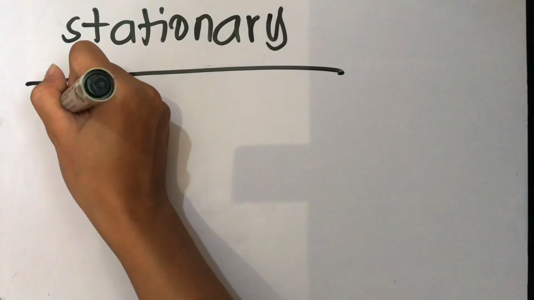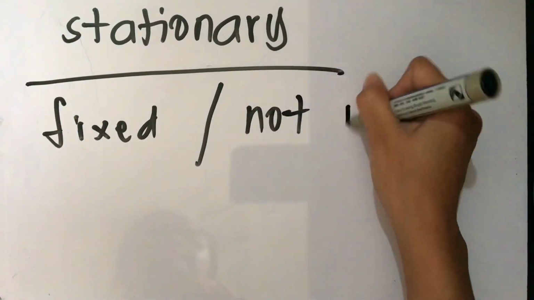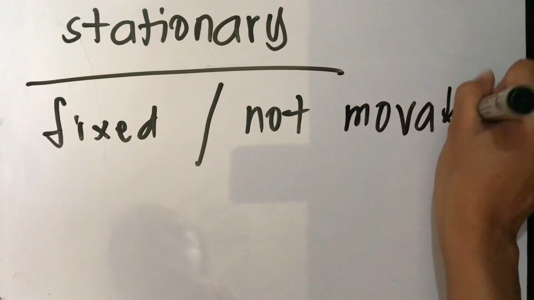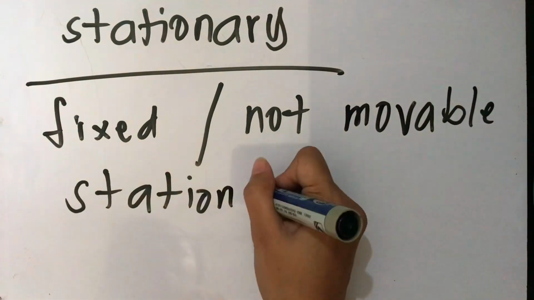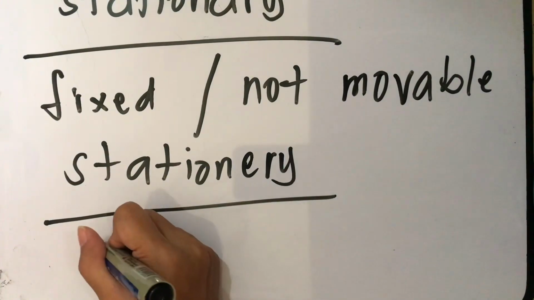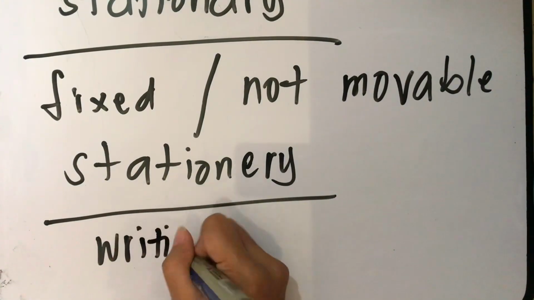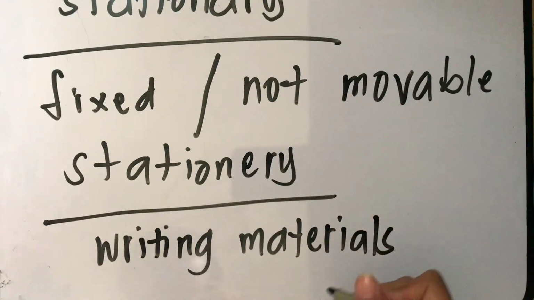To clarify, stationary is fixed or not movable. While stationery, they are far from each other, right? They totally have different meanings. Stationery is writing materials. So I will give another example for you.